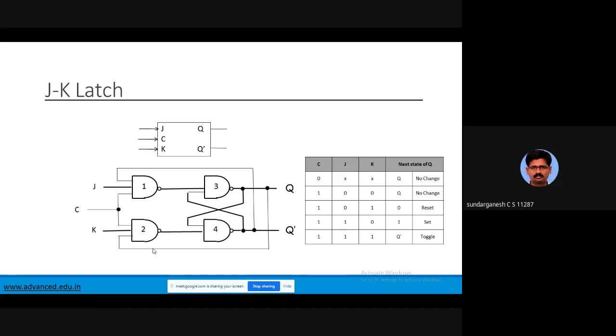So in the JK flip flop, you can give 0 0 when there is no change in the output. If we give 0 1, it is called reset. 1 0 is called set. 1 1 means toggle mode. The output will change its values. Q will change to Q bar and Q bar will change to Q. That is known as toggle mode.